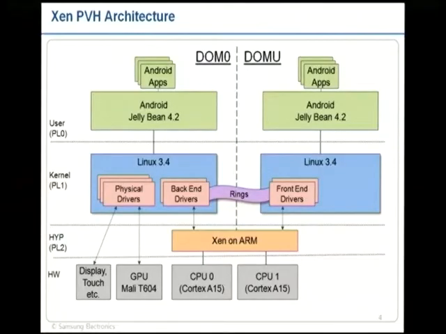So this is the block diagram which I was talking about. We call this PVH. I'm not sure how relevant it is. The para-virtualization is for the IO part, and the full virtualization support is for the CPU and memory.